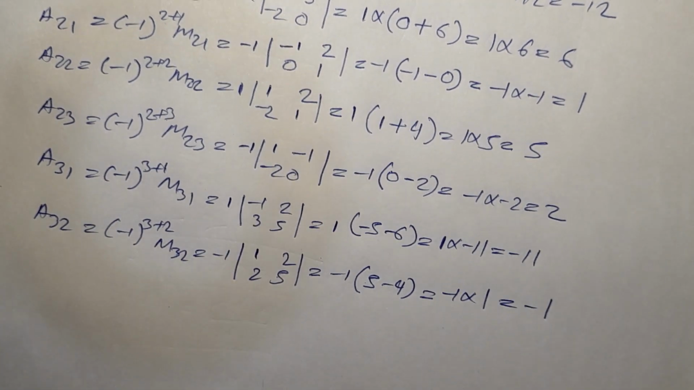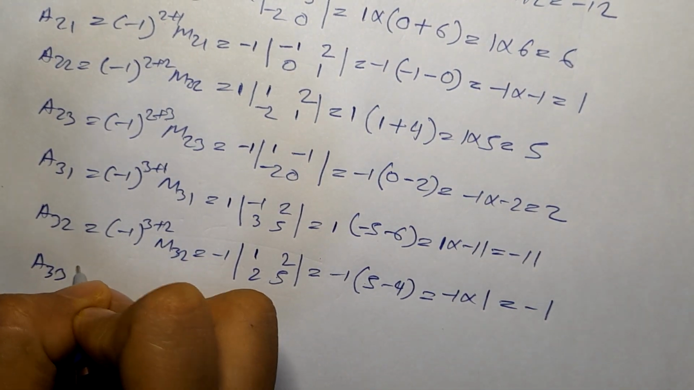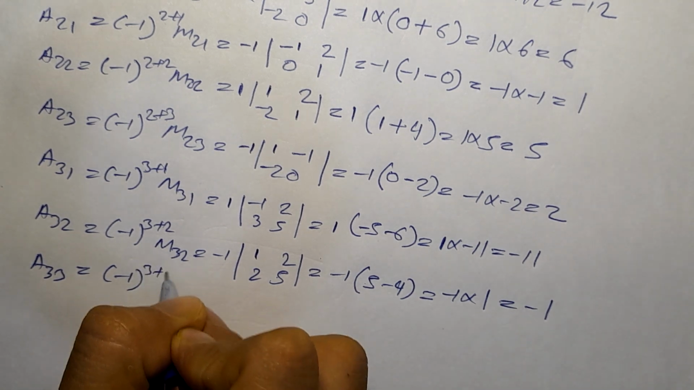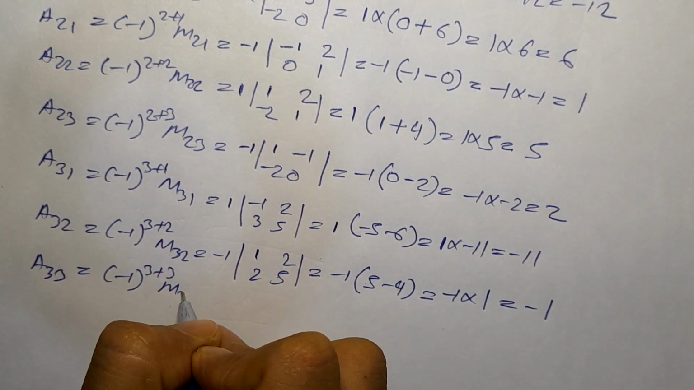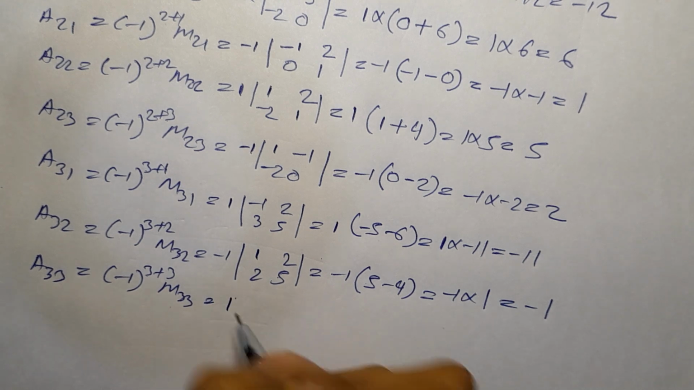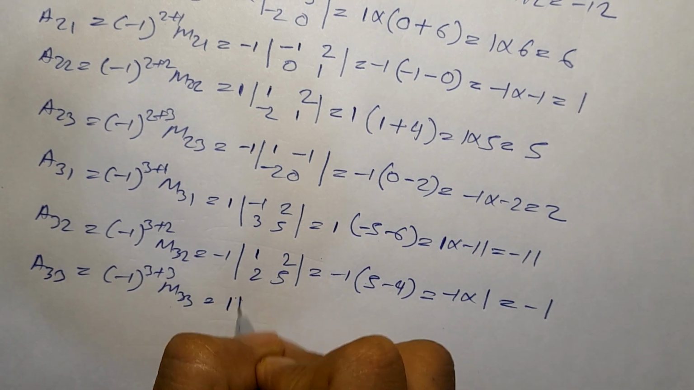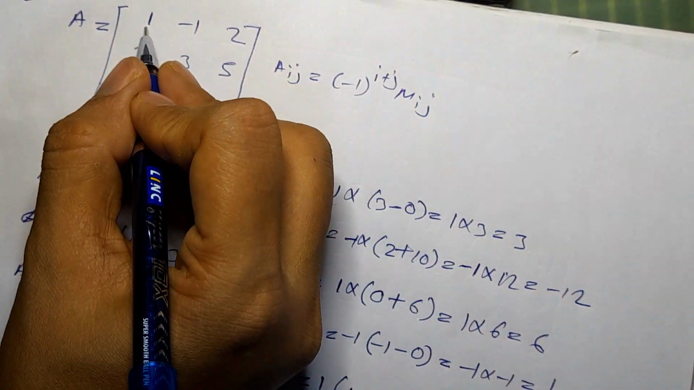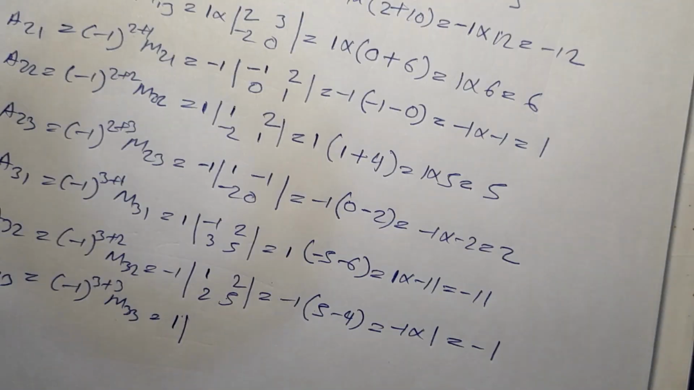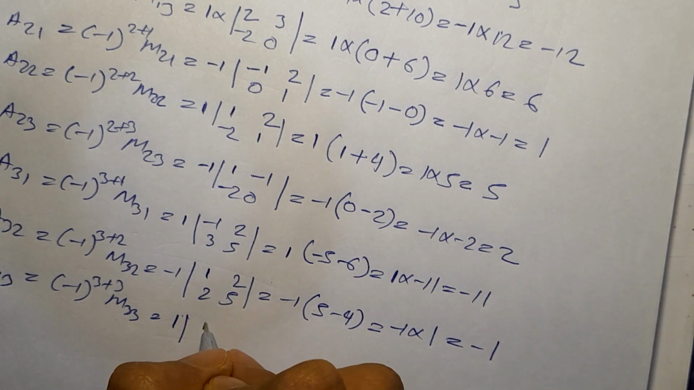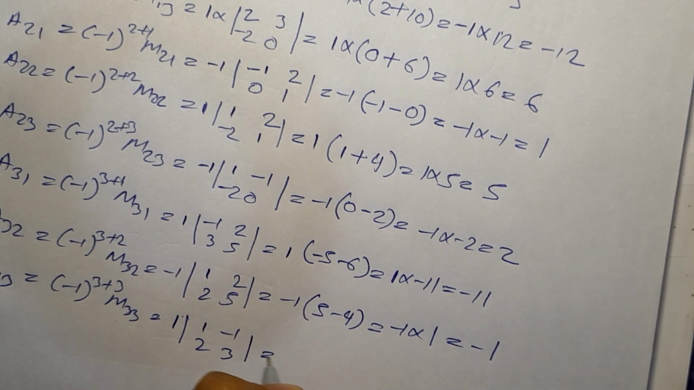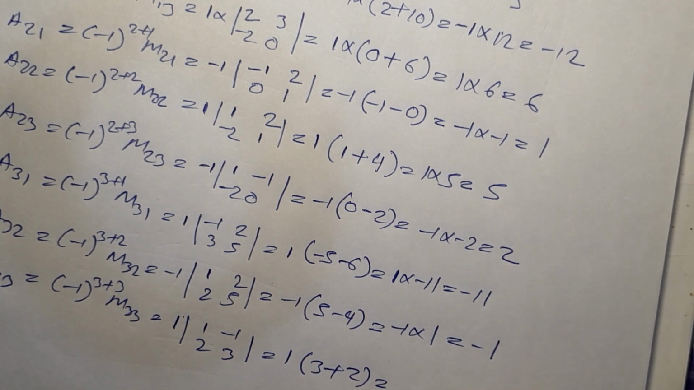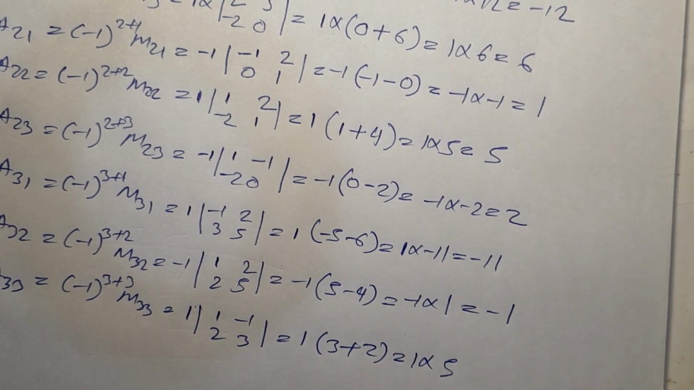Now A33 is equal to (-1) power 3 plus 3, 6, M33. 6 is even, so it will give positive. Eliminate the third row and third column. 1, 2, minus 1, 3, so it will give 1 bracket, 3 plus 2, so it will give 1 into 5. So we got all the numbers. Now we arrange it.